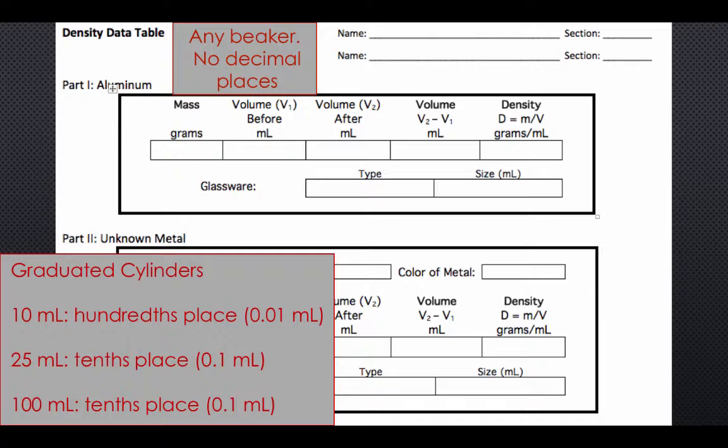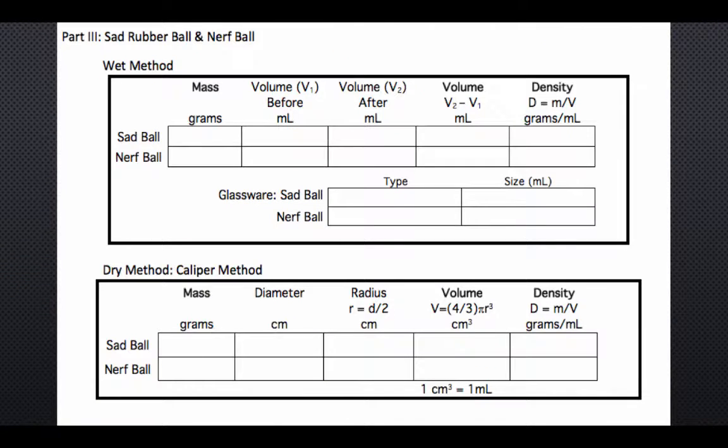The data you're going to collect is the mass and volume for these different substances. The mass and volume that you will use to calculate the density are bold in the data table, so make sure to use the correct data to calculate the density. At the bottom of your data table, you will notice you have to use the dry method or the Caliper method for determining the density of the 2 different solids.